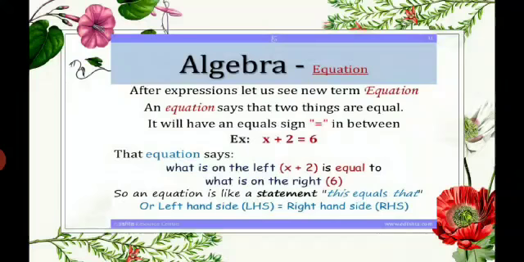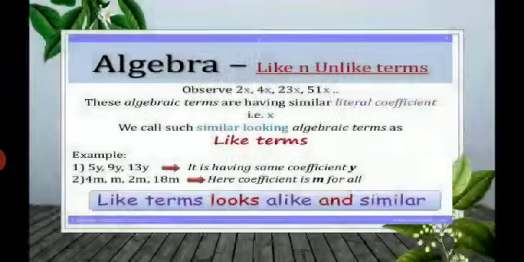After expressions, let us see a new term, equations. An equation says that two things are equal. It will have an equal sign. Like in algebra, there is an equal sign between the right hand side and the left hand side. This is called an equation. What is on the left side? It is x plus 2 is equal to, what is the right side? 6. So an equation is like a statement: this equals that, or left hand side is equal to right hand side.